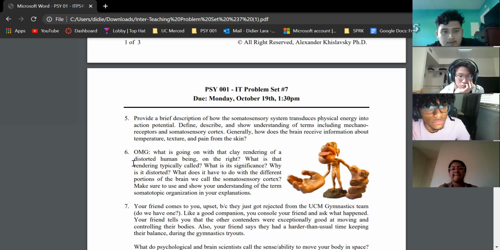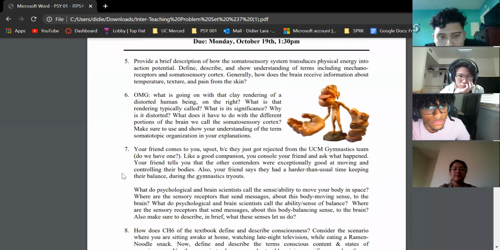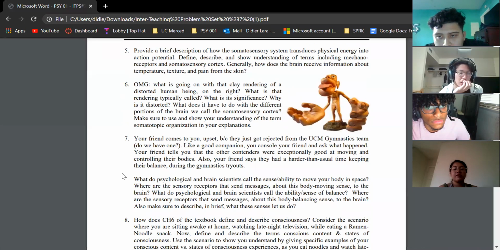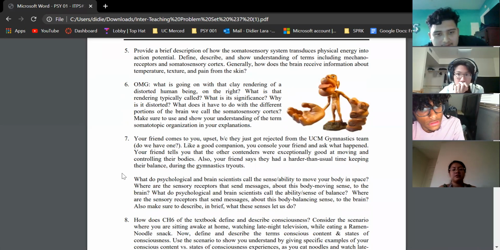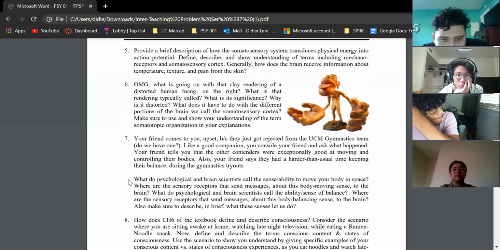You guys have specific questions on any of them, or do we want to move on to 7? Not really. What did you guys put for 7? Because I stopped at 6, and I just looked at 7 a little bit, and I didn't really understand. The question gives a story, like an example, and then in the second part it asks what it wants. So it says, what do psychological and brain scientists call the ability to move your body in space?